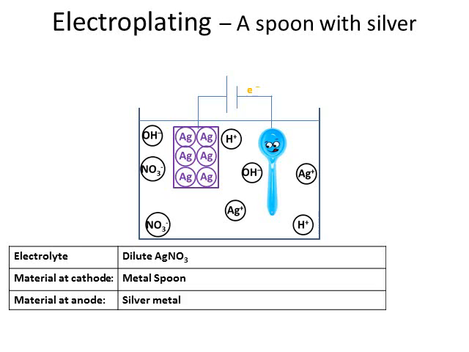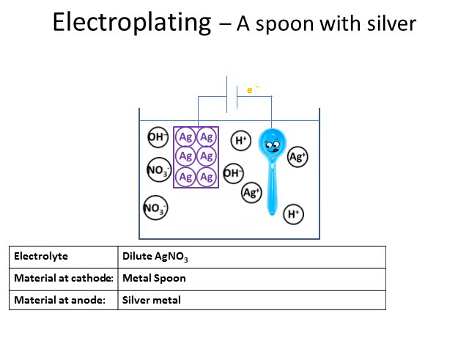Electroplating a spoon with silver. For those of you in my class, you've done this one before. Now, what's happening here is that there are a couple of things you need to take note of. The electrolyte must always contain the substance that you're trying to plate with. So if I'm trying to plate the spoon with silver, the electrolyte must contain silver ions. Now the material at the cathode is the one that is supposed to be plated. So if I want to plate a spoon, the spoon must be at the cathode. The anode must provide the silver metal. So let's take a look at what's going to happen here.